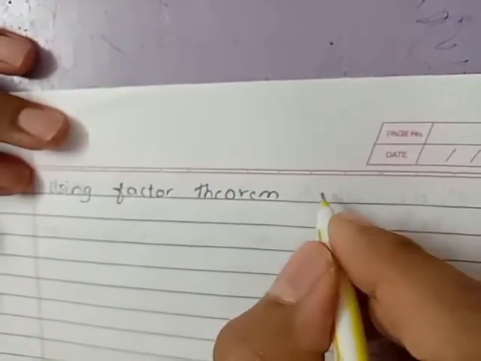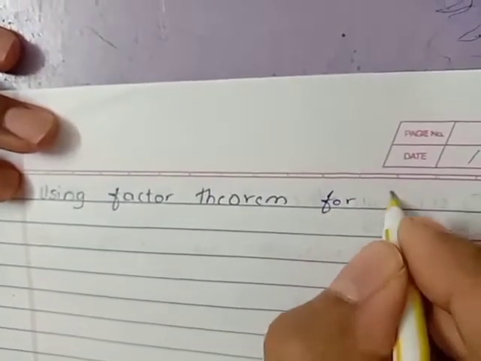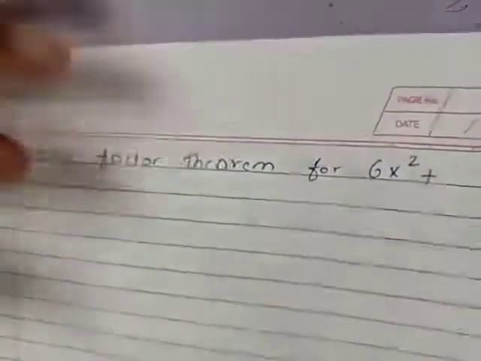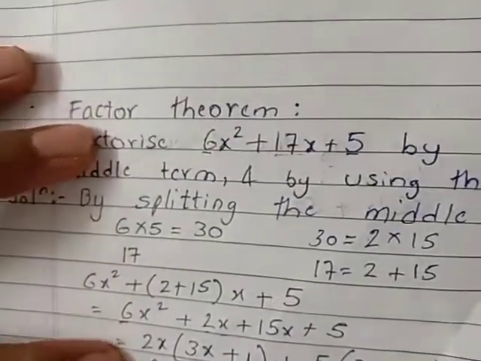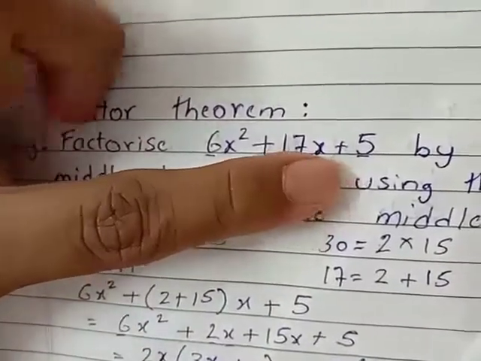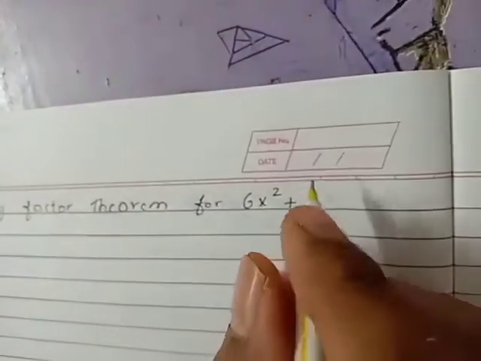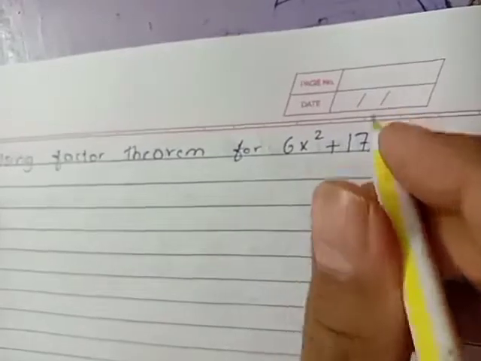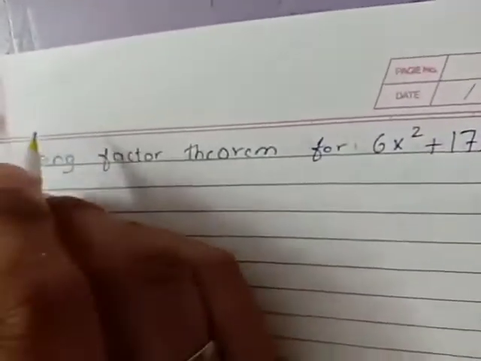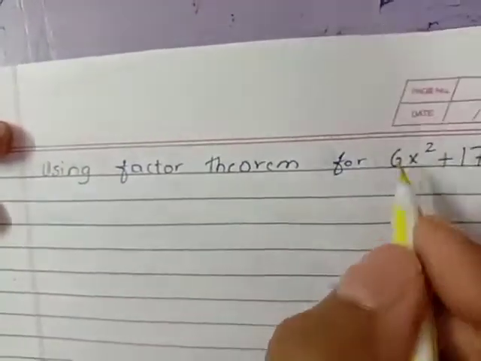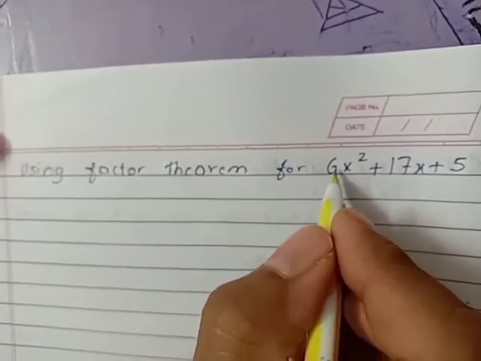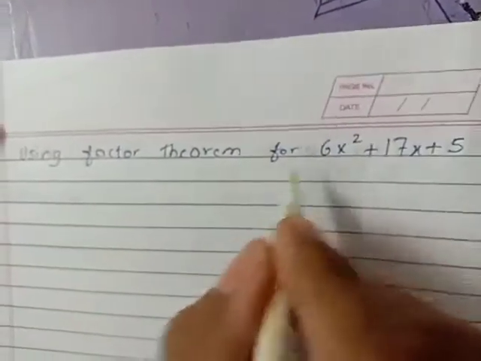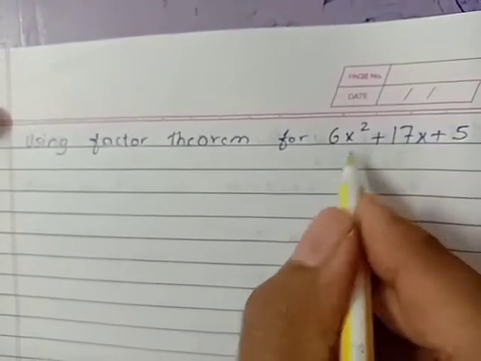Using factor theorem for, what was the question? 6x square plus 17x plus 5. This was the question. Okay, now we will use factor theorem. So we have to remove this 6. So what we will do, we will divide the whole equation by 6.